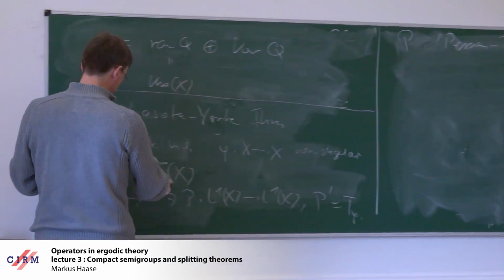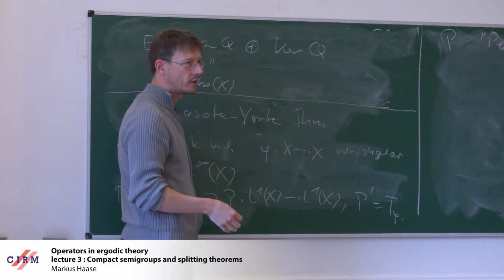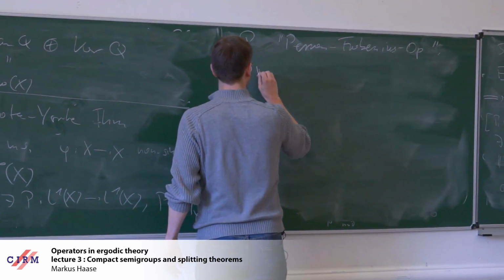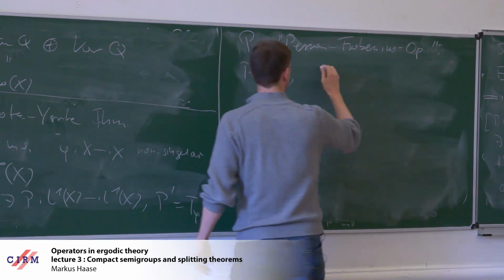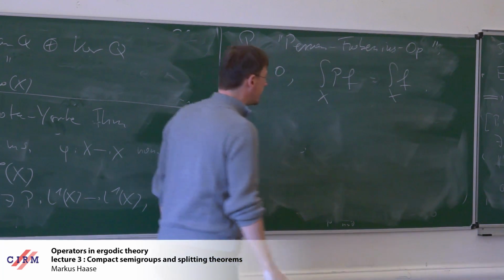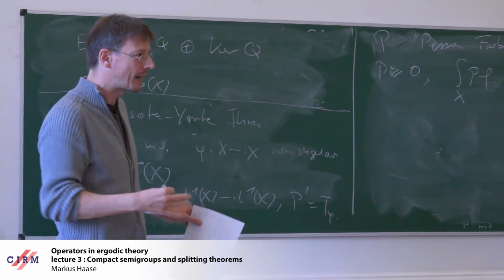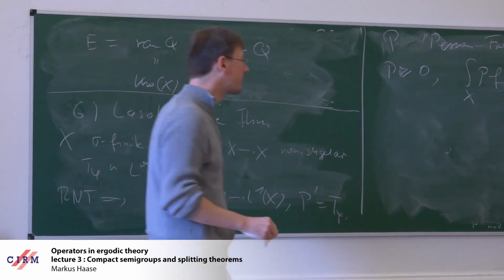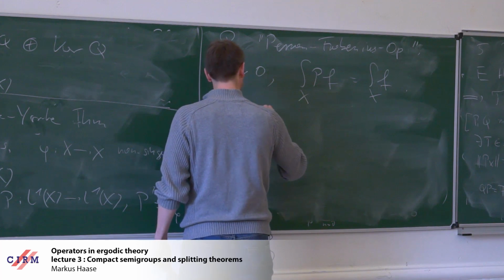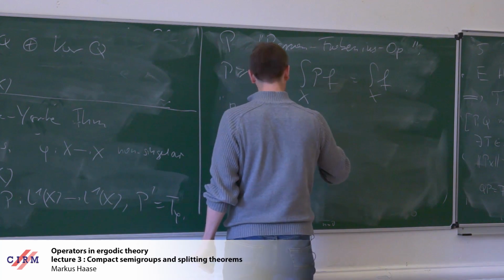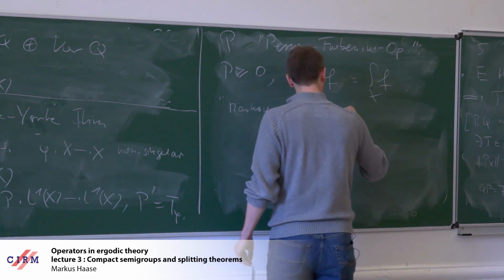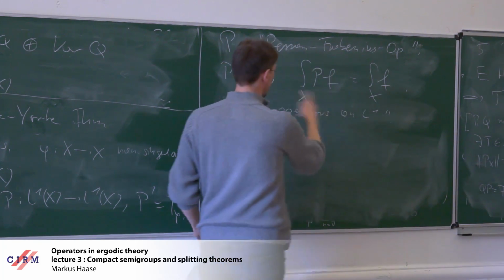Since the Koopman operator leaves the constant one function fixed, the Perron-Frobenius operator, as the pre-adjoint, leaves the integral invariant. So P is a positive operator in the sense that it maps positive functions to positive functions, and it preserves the integral. Unfortunately, in this theory these are called Markov operators too. So these are Markov operators on L1, if you have such properties. As I said already, Markov is overused. So this is the class now.